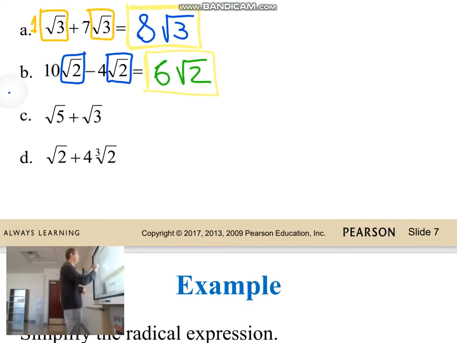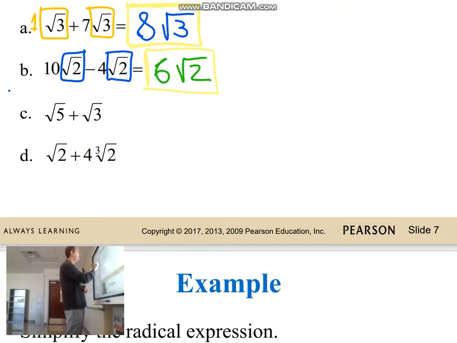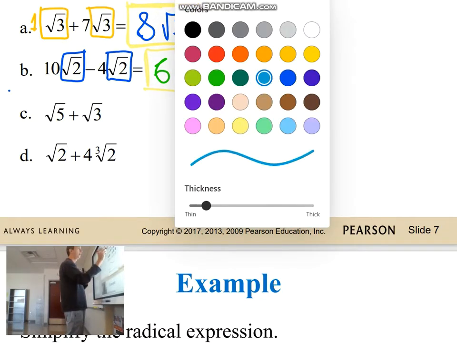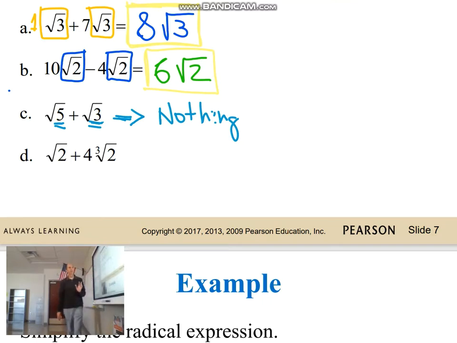How can we combine the square root of 5 plus the square root of 3? Can you think about like radicals here? Well, first, they are 5 and 3. You cannot factor them out. They are prime numbers. You cannot simplify. You cannot change. That means there's nothing you can do here. There's no simplification possible.